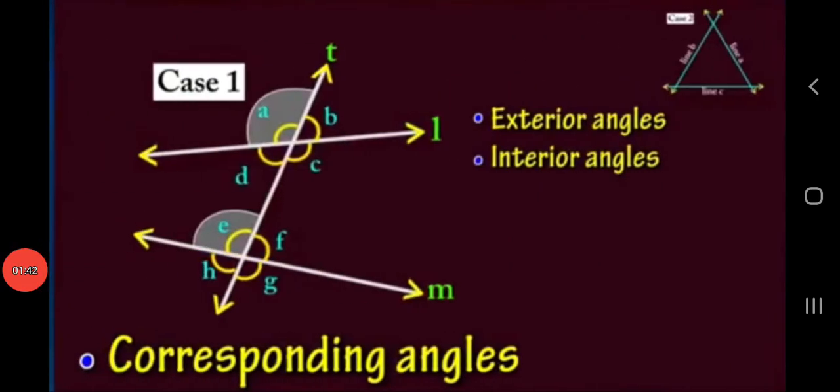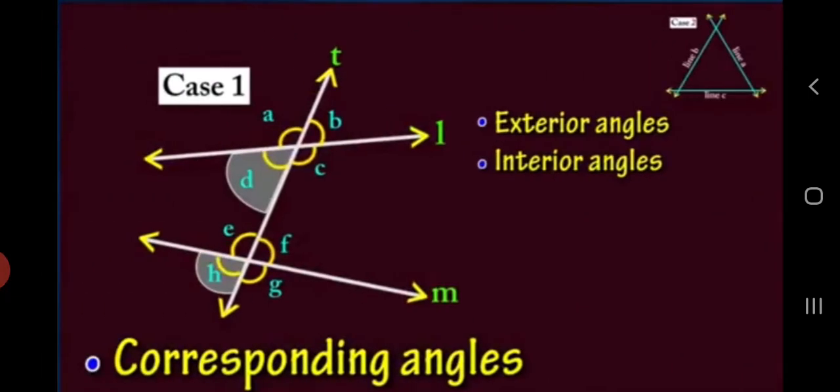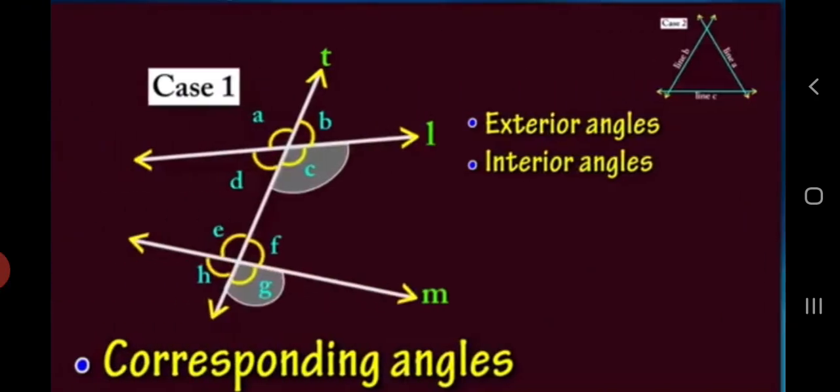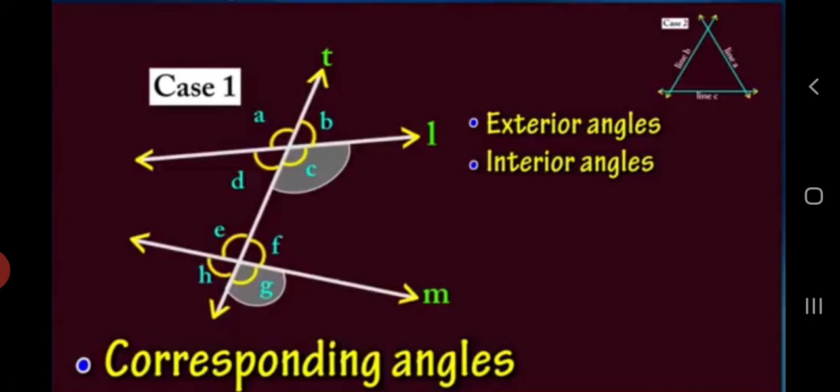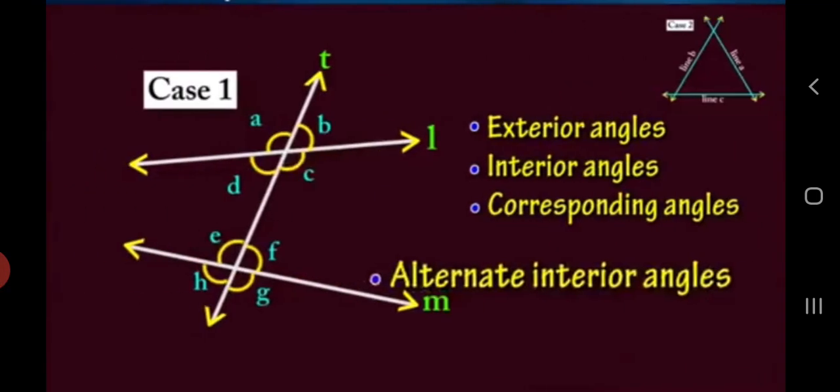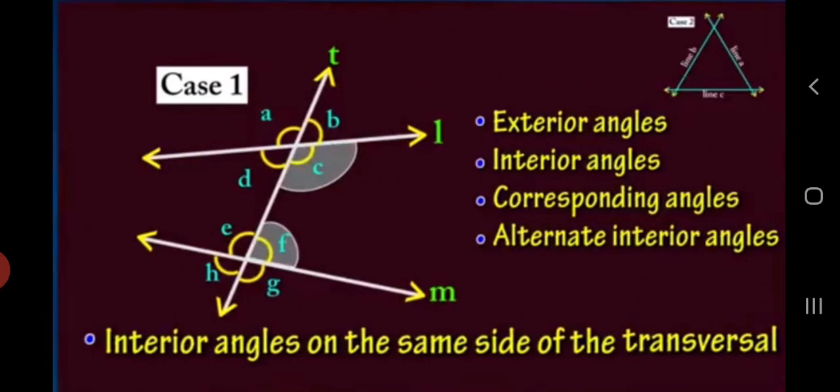Next, coming to the corresponding angles. Angles marked A and E, B and F, D and H, and C and G form the four pairs of corresponding angles. Angles marked D and E form one pair and C and F form another pair of allied angles or co-interior angles. These angles are also called interior angles on the same side of the transversal.